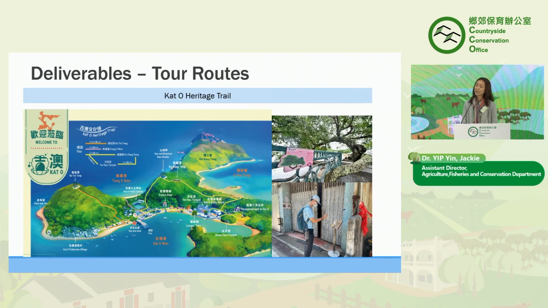Another deliverable is the Cat O Heritage Trail, which is a way to present the stories on the spot. Actually, people like to listen to stories, they like to know the places, and there's no better way to guide them through the villages, through this well-designed route. We also got the advice from villagers about the choice of the route, how to take the people through the villages without disturbing their normal life.